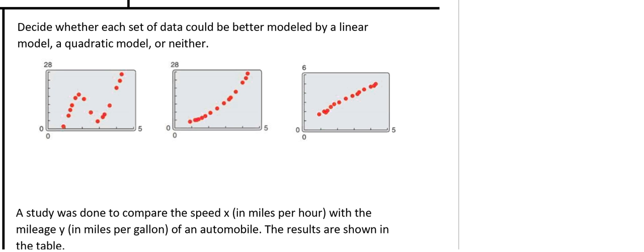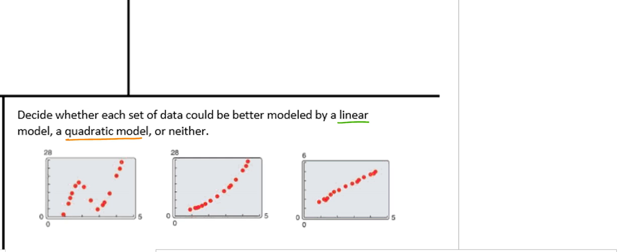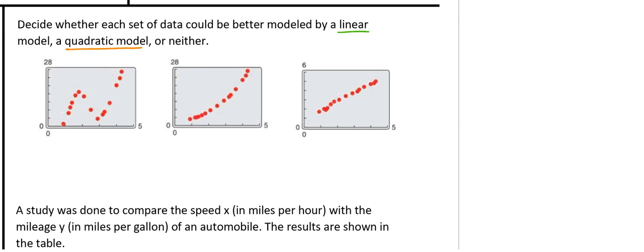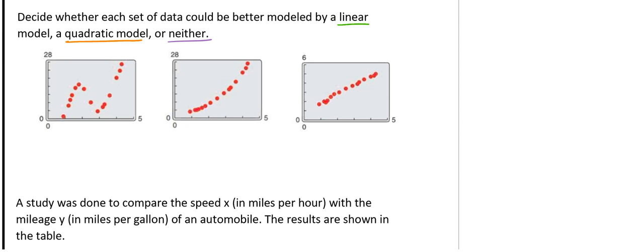In this video, we're going to be talking about classifying scatter plots, and then we're going to do some examples of fitting a quadratic model to some data points. Let's begin by talking about classifying our scatter plots. So we need to decide here whether each set of data could be better modeled by a linear model or a quadratic model or neither. So again, a linear model, quadratic model, or neither.